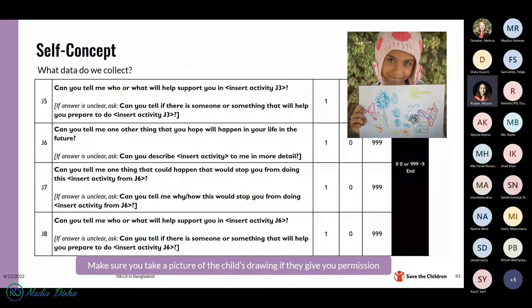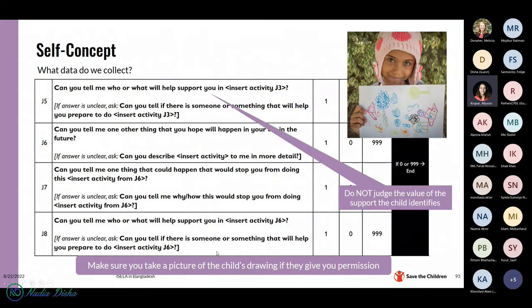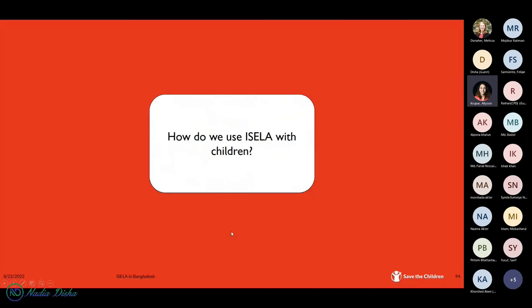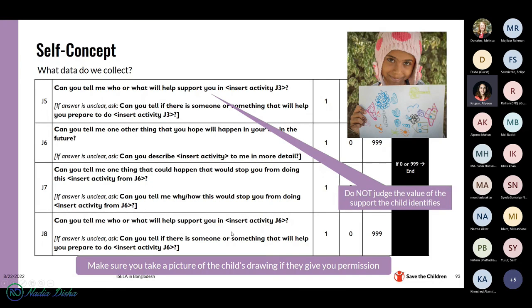If at any point they are unable to respond to these questions, you skip to the end. If they've drawn a picture, take a picture of it, because it helps the child feel valued. They'll feel positive at the end of the assessment. And if they give permission, of course. And then that's it. You thank them for their time at the end of the assessment. So, any questions on self-concept or comments?